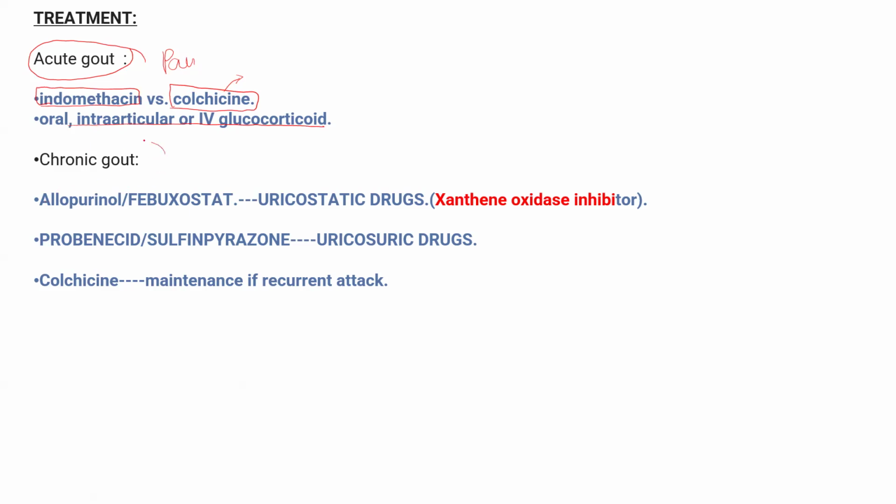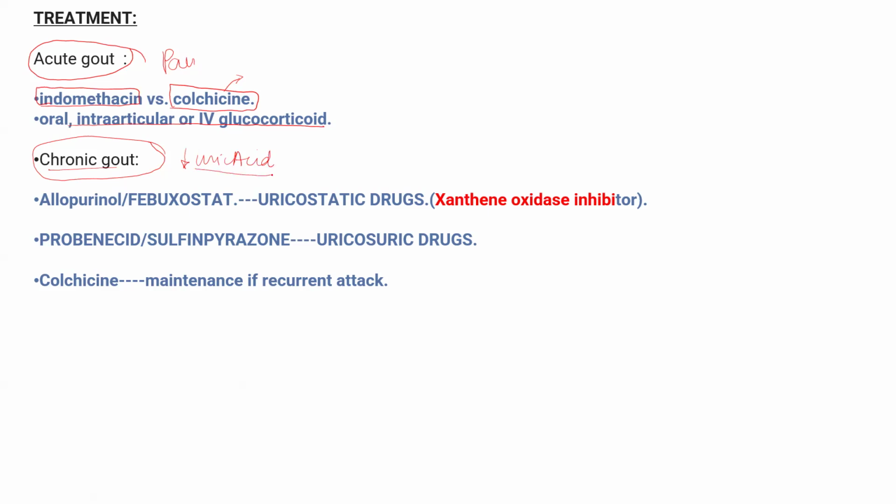What is the treatment if the patient is having repeated attacks and has tophi all over the body, in the subcutaneous tissue around the ear cartilage, nasal cartilage, or bursa or tendinitis? What is the treatment? So treatment for chronic gout, the main aim here is to decrease the uric acid level, whereas in acute gout, pain relief is the main aim.